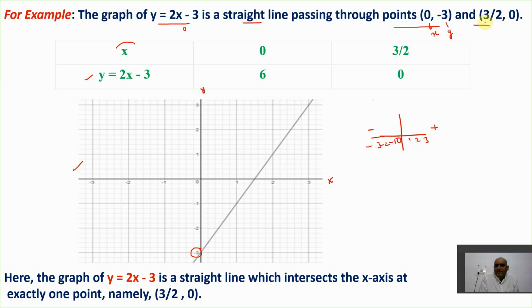Then next, x is 3 by 2. So 3 by 2 means around 1.5, so it will lie here. And y is 0. I hope you get this point. Now, one point lies here and one point lies here. And he says the equation of this line is a straight line passing through these 2 points. So let's join them like this. This is a straight line.